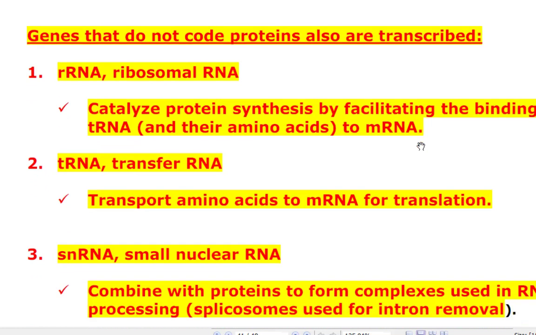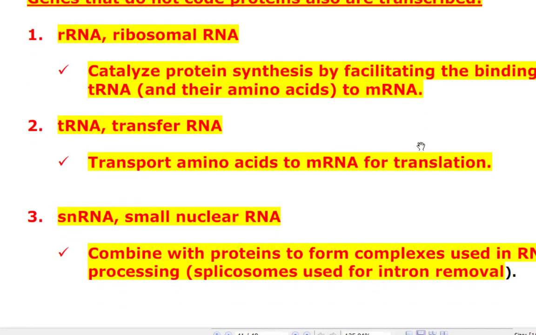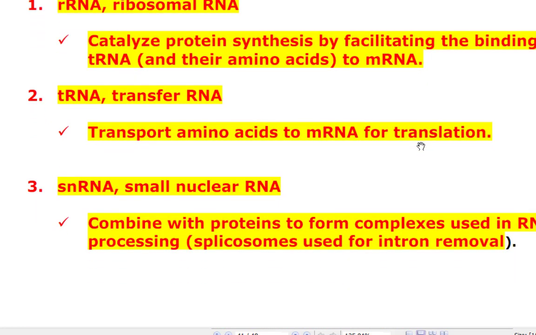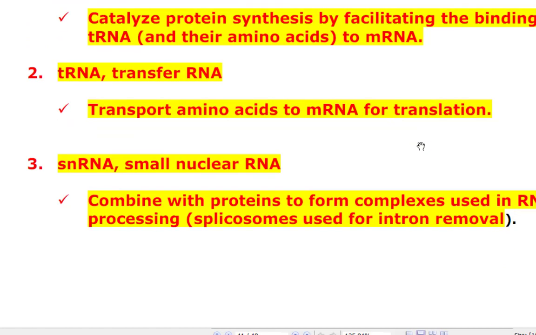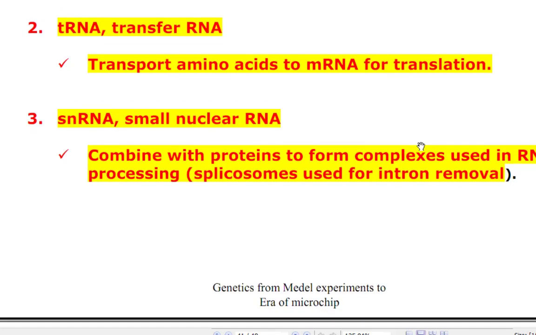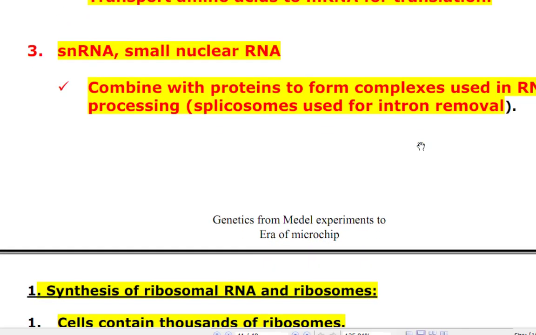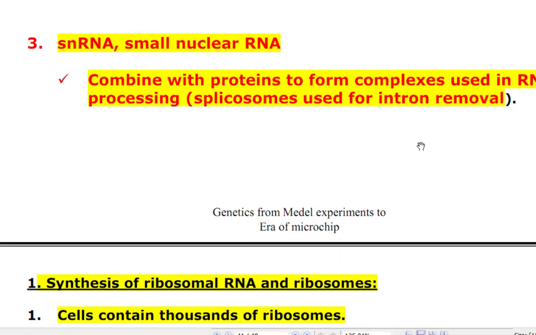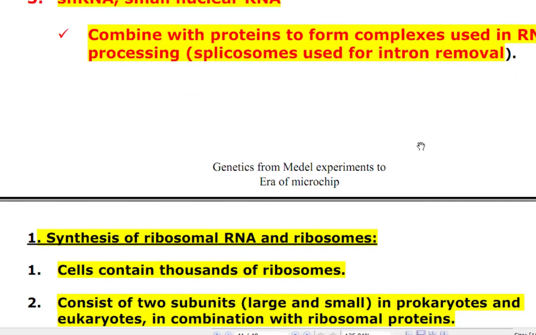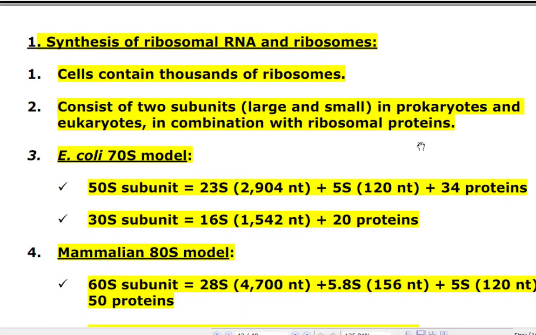Genes that don't code for protein also are transcribed. Ribosomal RNA catalyzes protein synthesis by facilitating the binding of transfer RNA and their amino acids to messenger RNA. Transfer RNA transports amino acids to messenger RNA for translation. Small nuclear RNA combines with protein to form a complex used in RNA processing.